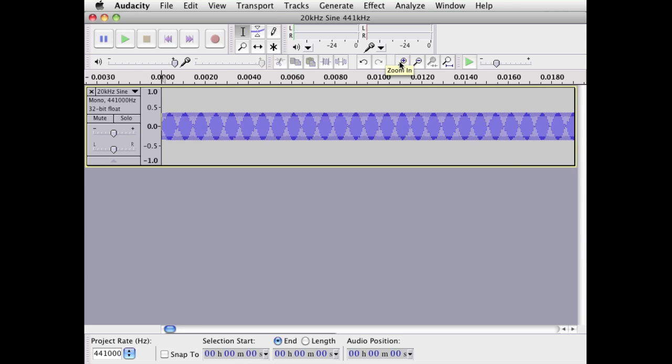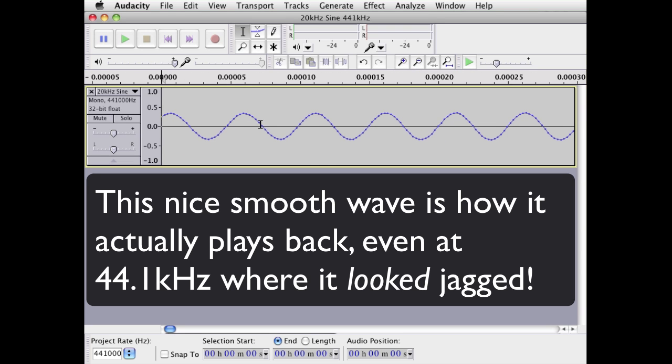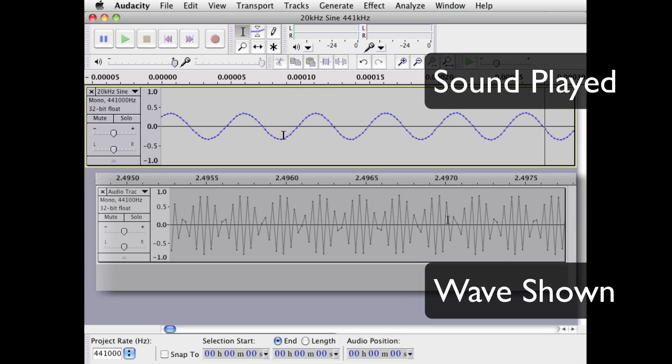If I open that file at this insane sample rate, you'll notice that it actually has the proper sine wave shape. It's only a display issue that brings about the jagged lines or the stair-stepping.